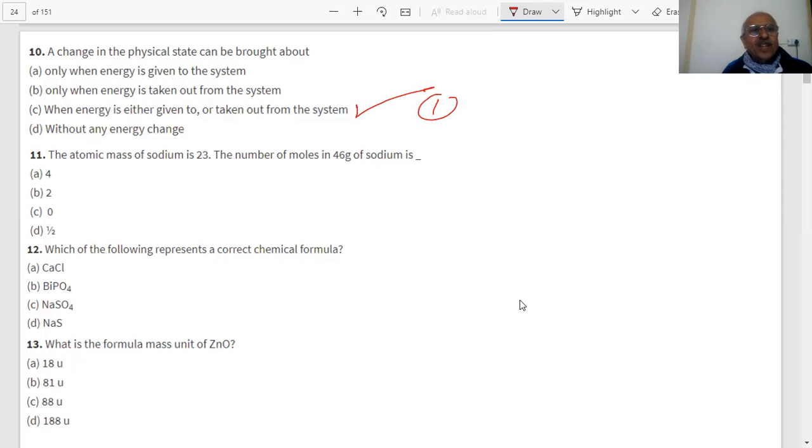Next question on the screen. The atomic mass of sodium is 23. The number of moles in 46 gram of sodium is.